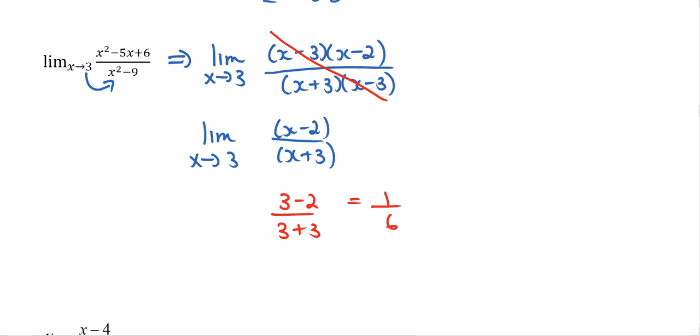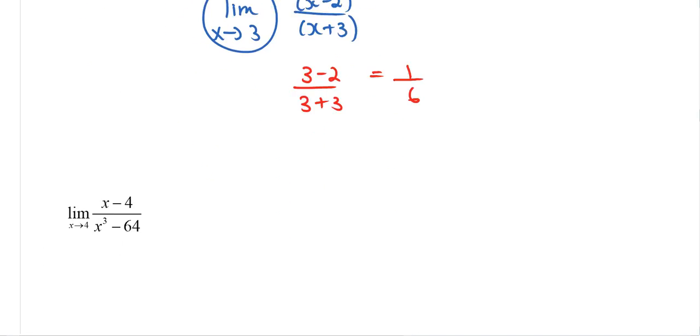All right, so that question isn't too bad. Just factor, write your proper limit statement, and then you should be all good. All right, let's move on to the next one here.